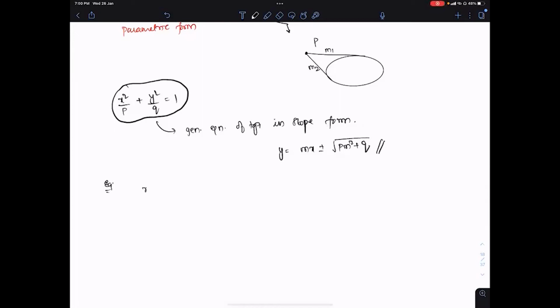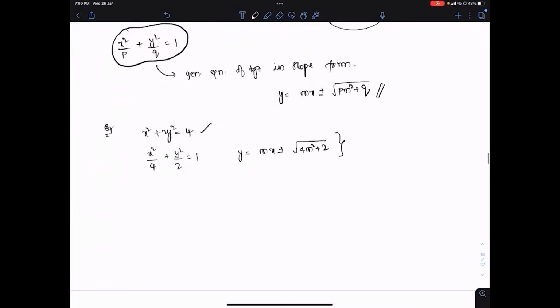Let's say the equation is x square plus 2y square equals 4. This is the equation of the curve. Then first you make the right side 1: x square by 4 plus y square by 2 equals 1. Then the equation will be y equals mx plus minus square root of 4m square plus 2. This is the general equation of tangent in slope form for this curve.